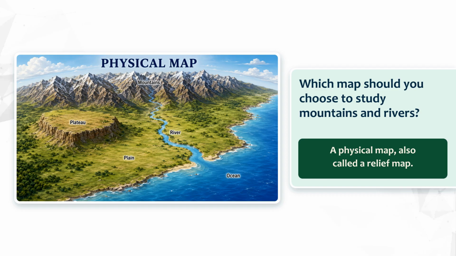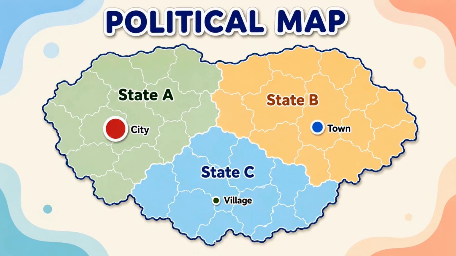Next, we will examine a map whose main job is to show administrative areas and settlements. The lines divide the region into named areas, and the markers show a city, town, and village. A political map shows administrative boundaries and settlements such as countries, states, districts, and towns.